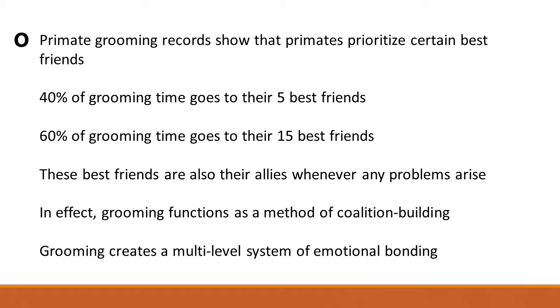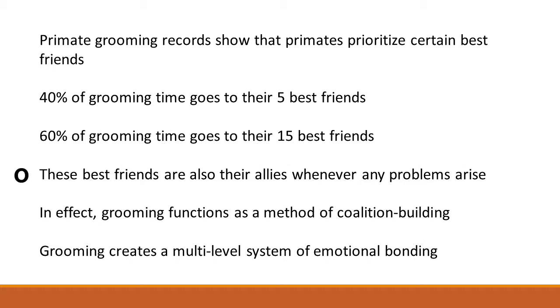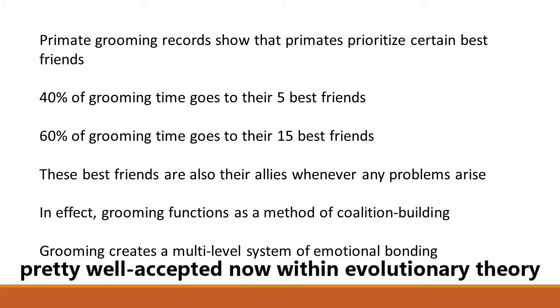Primate grooming records show that primates prioritize certain best friends. 40% of the grooming time goes to their 5 best friends, and 60% goes to the 15 best friends. There are about 50 chimpanzees in a group. And these best friends are also their allies whenever any problems arise. In effect, grooming functions as a method of coalition building, and grooming creates a multi-level system of emotional bonding. This is what the social brain hypothesis is about, and this is pretty well accepted now within evolutionary theory.